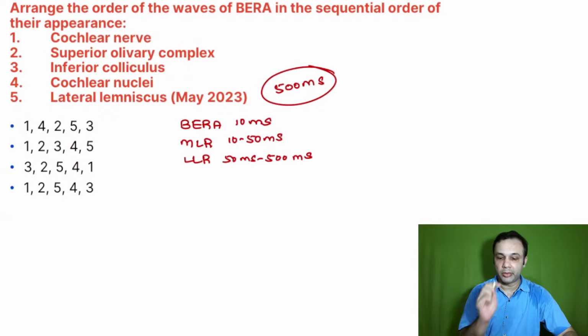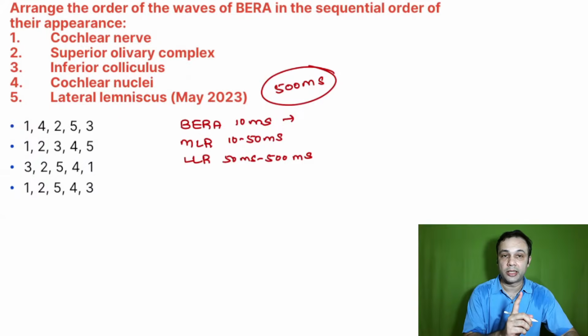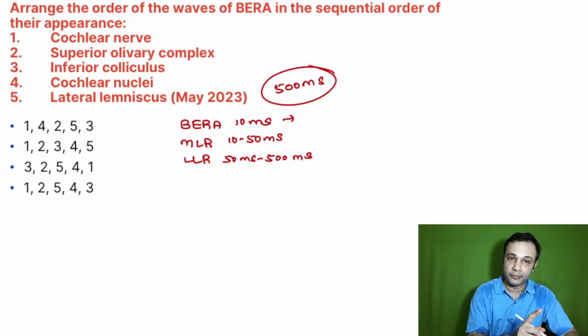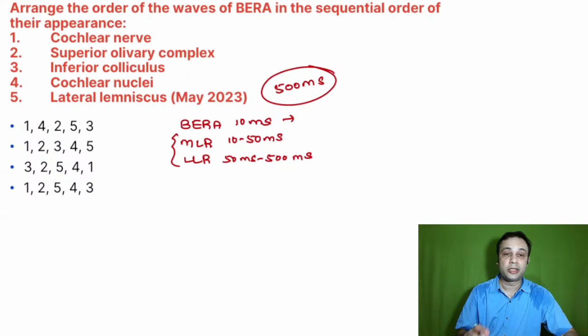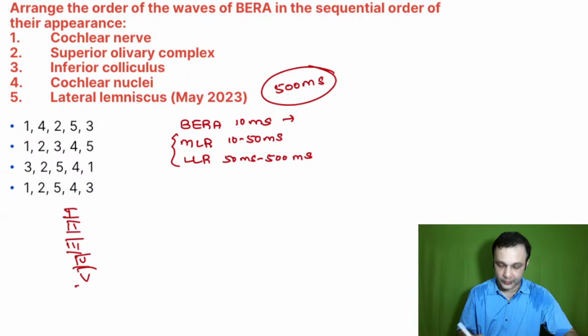Few points to remember here. BERA is not affected by anesthesia, not affected by sedation, not affected by sleep. Middle latency response and late latency response are affected by sleep, affected by anesthesia, affected by sedation. What stimulates BERA? You have the pathway which is already mentioned there. We will discuss that. It has got 5 important waves: 1, 2, 3, 4 and 5.